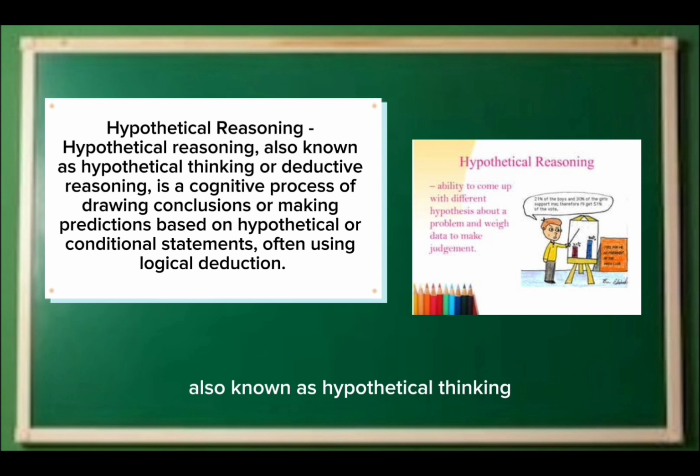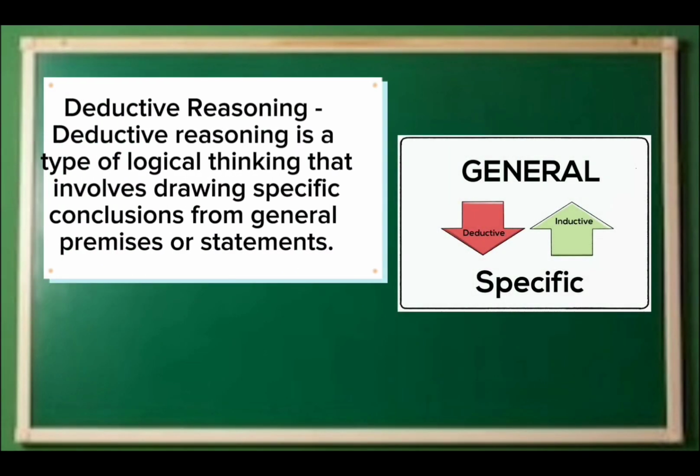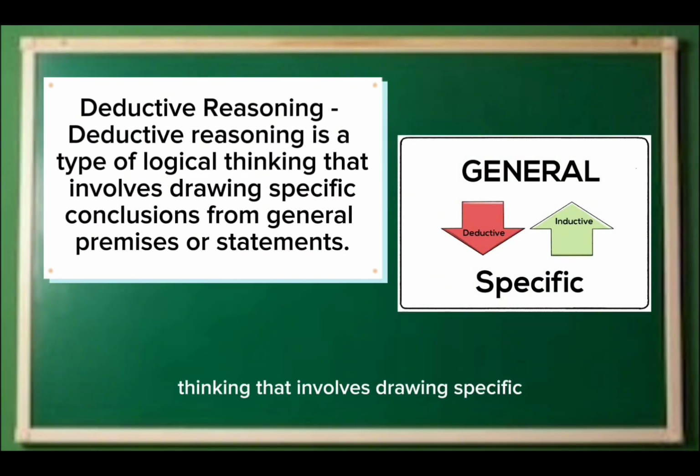Hypothetical reasoning, also known as hypothetical thinking or deductive reasoning, is a cognitive process of drawing conclusions or making predictions based on hypothetical or conditional statements, often using logical deduction. Analogical reasoning is a cognitive process that involves drawing comparisons and finding similarities between two or more situations, objects, concepts, or ideas. Example given in the picture. Deductive reasoning is a type of logical thinking that involves drawing specific conclusions from general premises or statements.